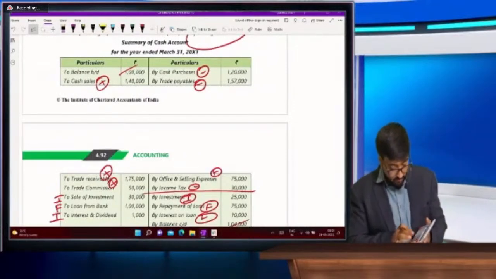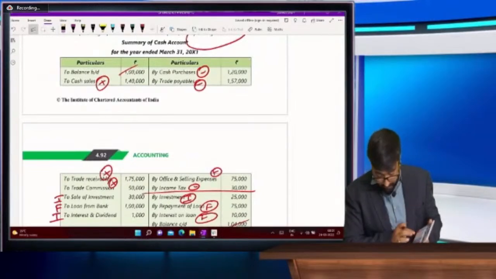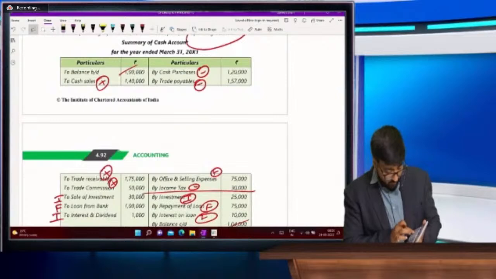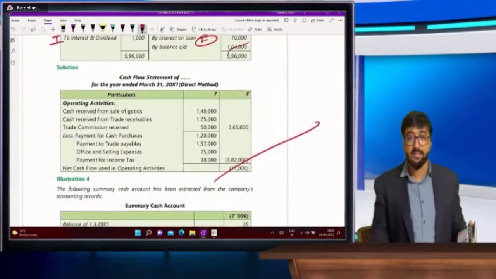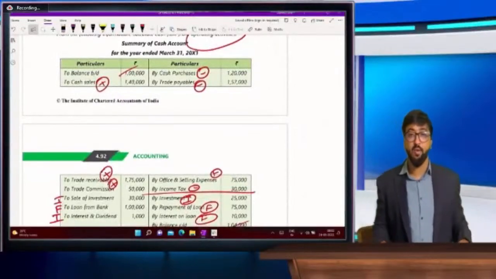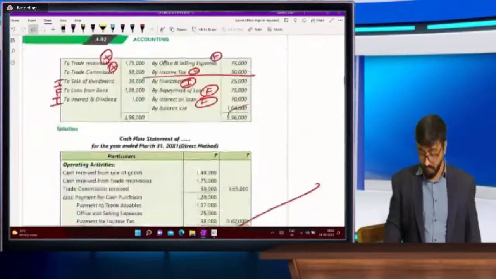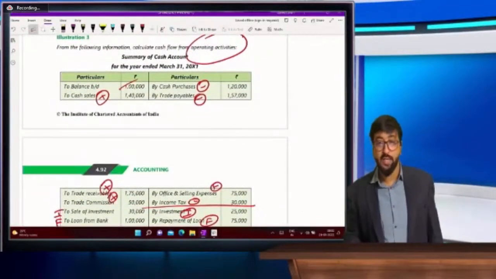140 plus 175 plus 50 minus 120 minus 157 minus 75 minus 30. Negative 17 I am getting. Yes. Negative 17. Opening and closing balance is of no use. C category question. Don't expect such question in exam.